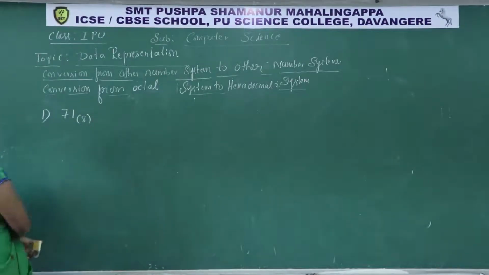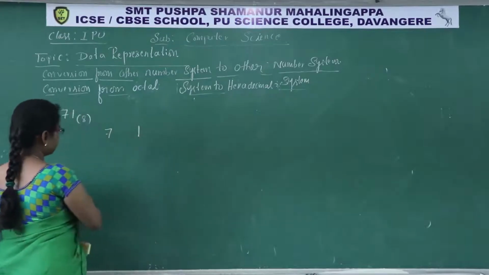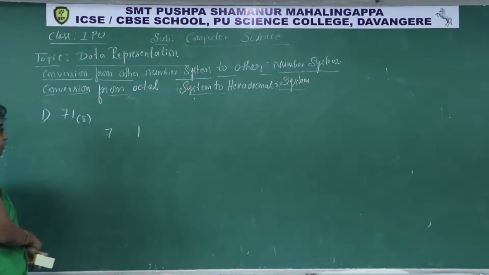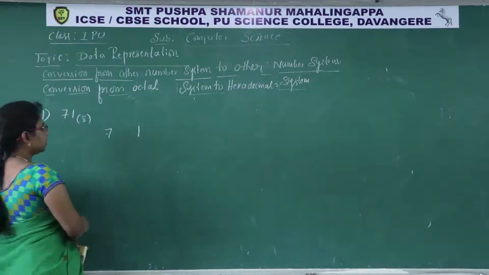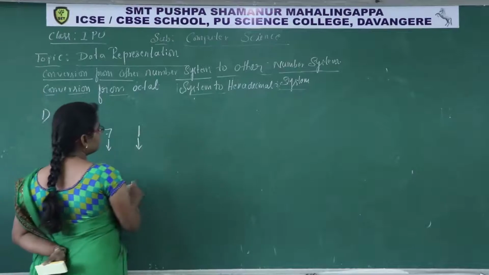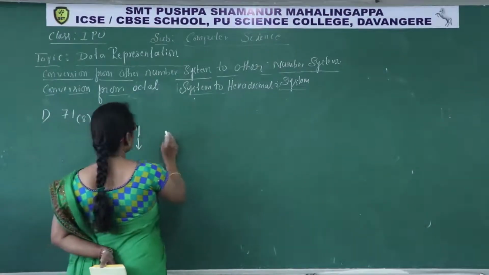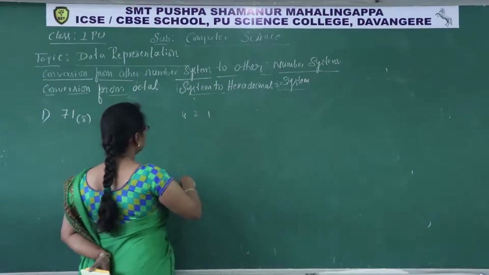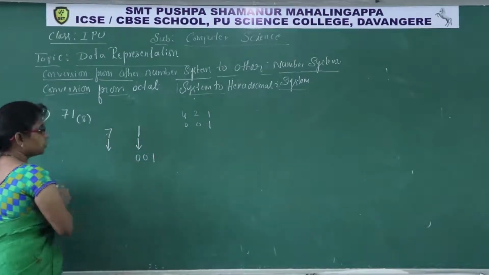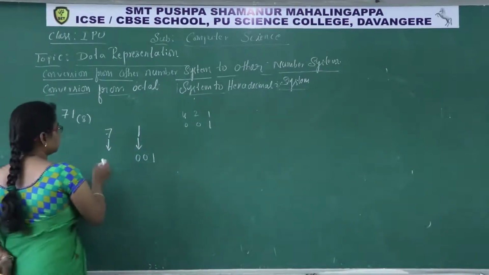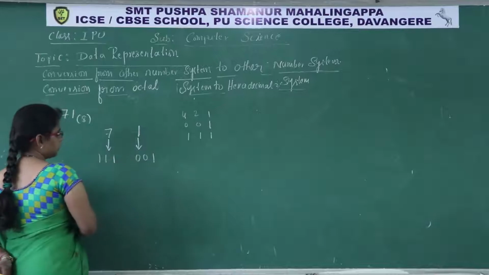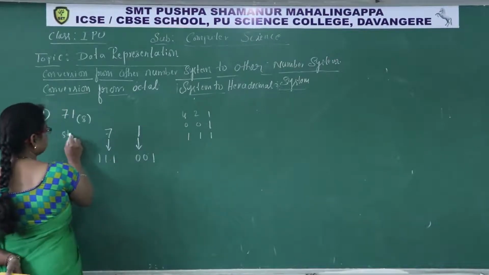What is the method here? First, we have to write the digits individually. After that, we write the 3-bit binary for each digit. What is the 3-bit binary for 1? When you consider 3-bit, you take only 4, 2, 1. So 1 is 0 0 1. Then 7 is 4 plus 2 is 6, plus 1 is 7, so 1 1 1.